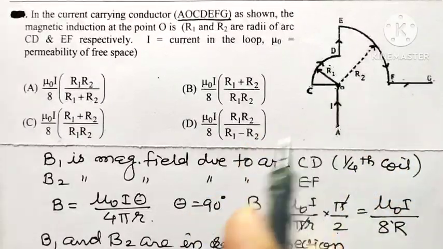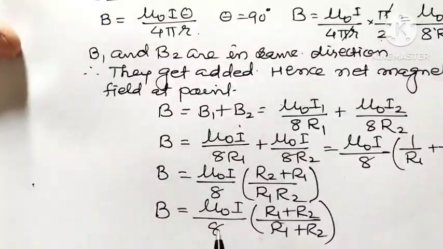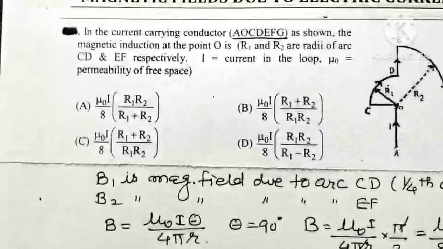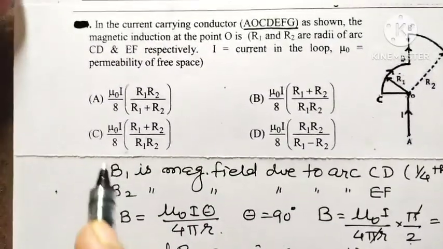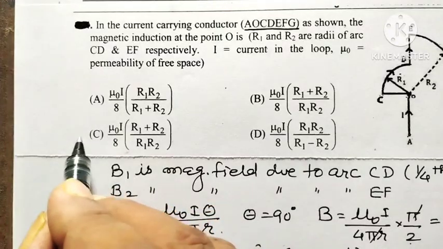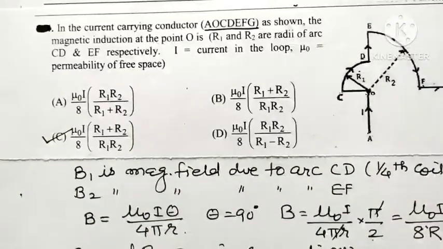So the net magnetic field will be mu 0 I divided by 8 into R1 plus R2 upon R1 into R2. So out of 4 options, look at option C, mu 0 I upon 8 into R1 plus R2 upon R1 into R2. So C is the correct option for this question.